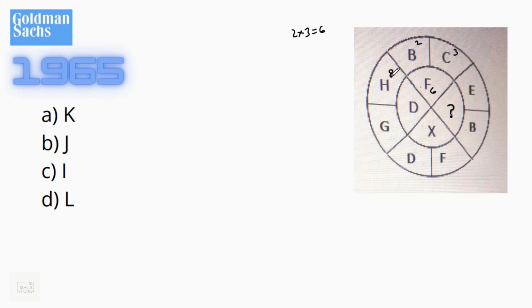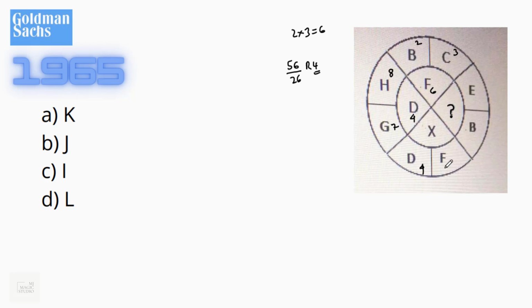H is 8, G is 7, and D is 4. Now how does 8 into 7 become 4? Let's see. 8 into 7 is 56. If we divide this by 26, that would be 52 and the remainder would be 4. And that is being showcased here. Very fine. That is then moving in circular fashion. After 26, the 27th alphabet would be A, and the 52nd alphabet would be Z, and then A, B, C, D. D becomes 4.